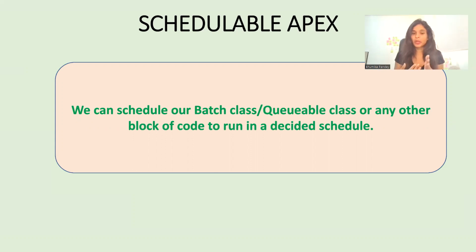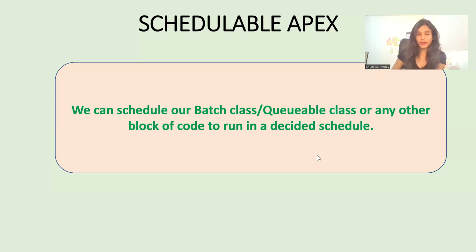For example, let's say you want to delete all the closed opportunities after a month. Every month, on the last day of the month, you want to check which opportunities are closed, and maybe you want to update the close date or delete those. Or if there's any field that you want to update on a scheduled basis, in such cases you can write a schedulable Apex class and schedule it.